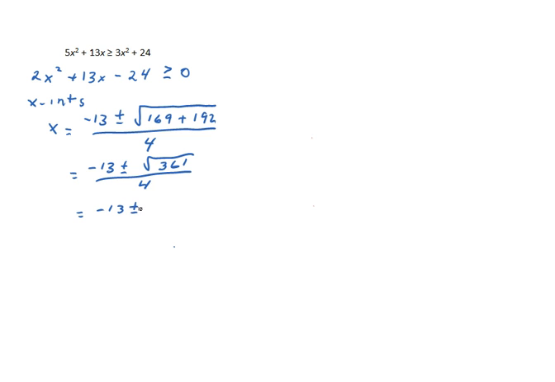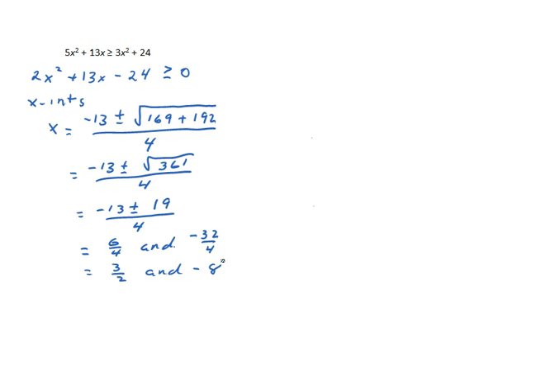-13 plus or minus 19, which is the square root of 361, over 4. This gives us 6/4 and -32/4, or 3/2 and -8.